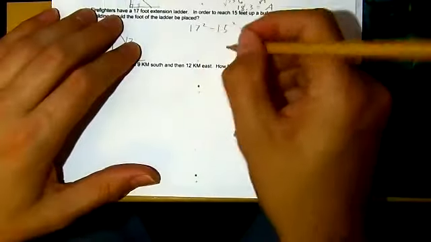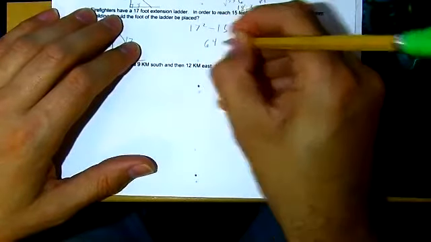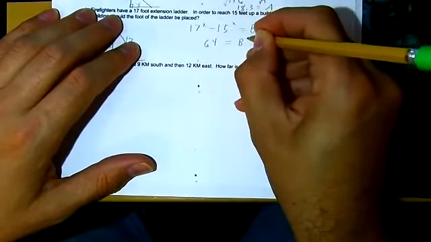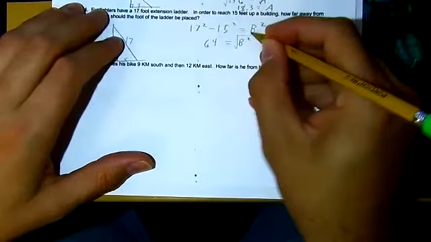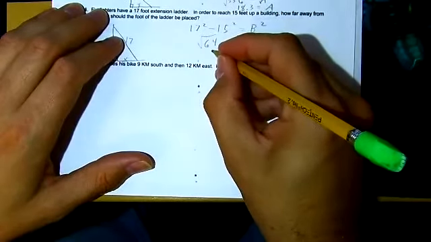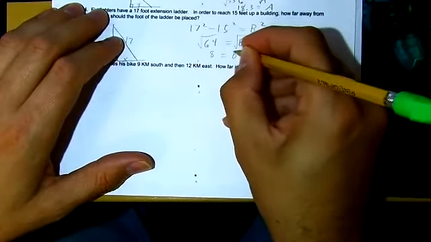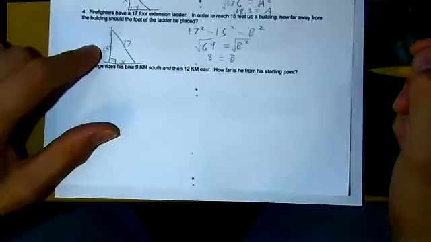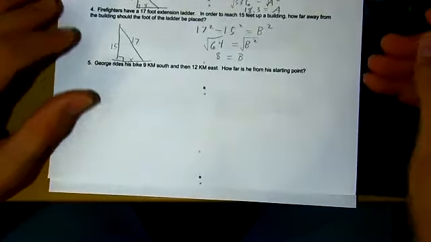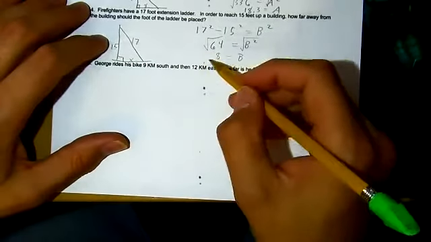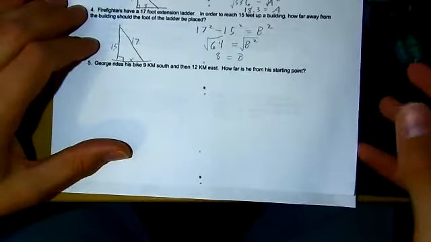You should have got 64 equals b squared. You take the square root of 64, it'll be perfect, 8. Now this is another right triangle that comes out perfect. It's not used as much, but you might see it every now and then. 8, 15, 17. It comes out perfect, no decimal places.